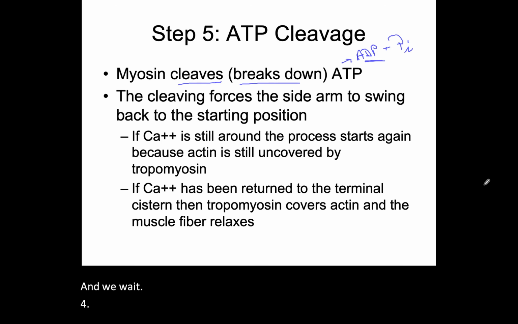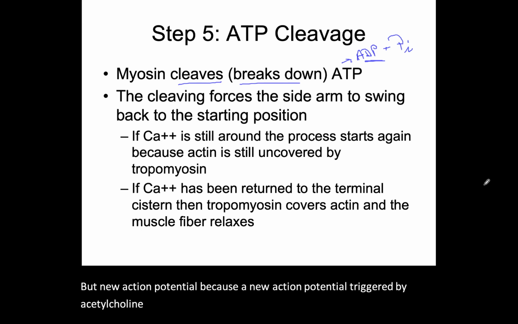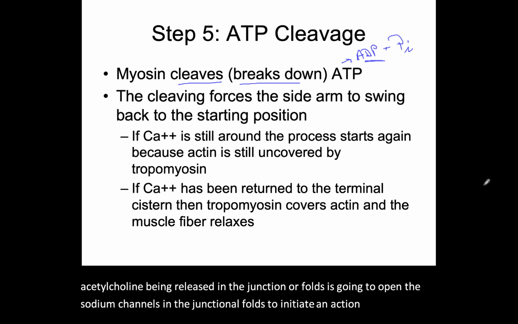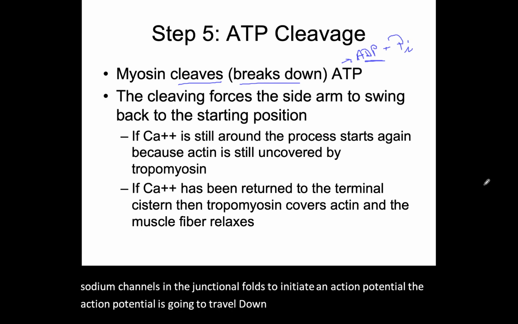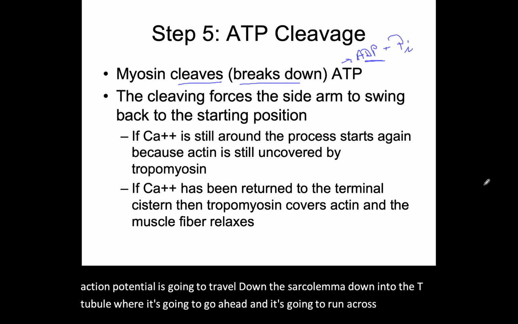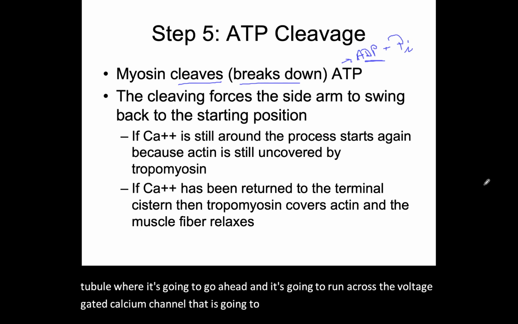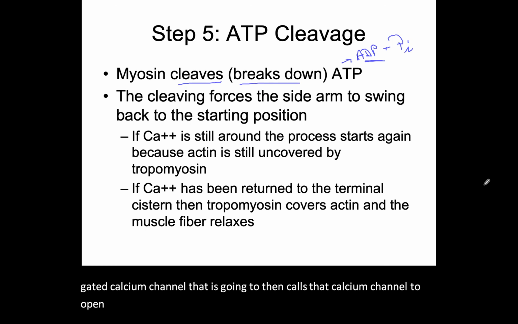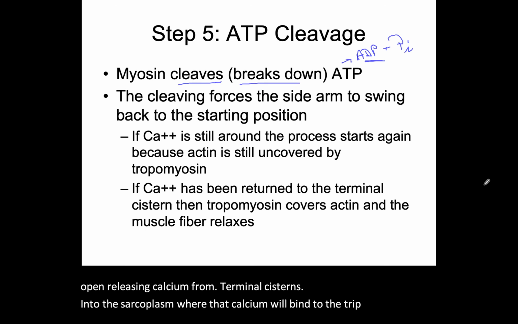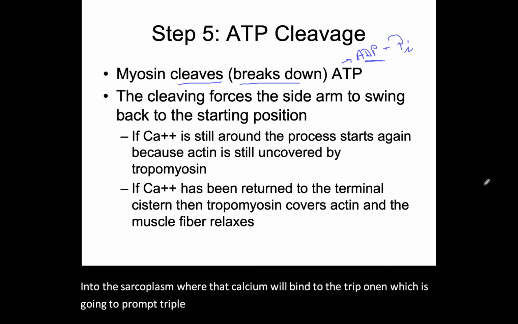And we wait for a new action potential, because a new action potential triggered by acetylcholine being released in the junctional folds is going to open the sodium channels in the junctional folds to initiate an action potential. The action potential is going to travel down the sarcolemma, down into the T-tubule, where it's going to run across a voltage-gated calcium channel that is going to cause that calcium channel to open, releasing calcium from the terminal cisterns into the sarcoplasm, where that calcium will bind to the troponin, which is then going to prompt tropomyosin to spin, uncovering the myosin binding sites on actin.